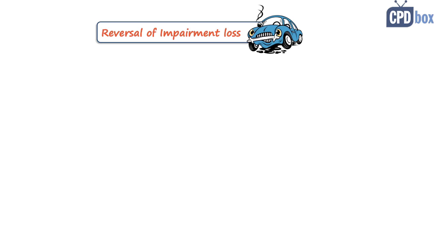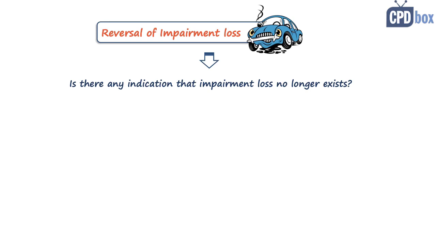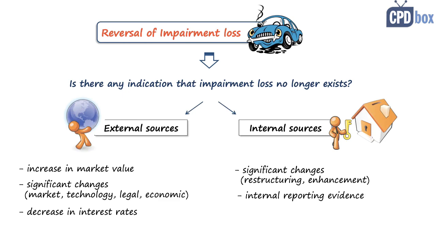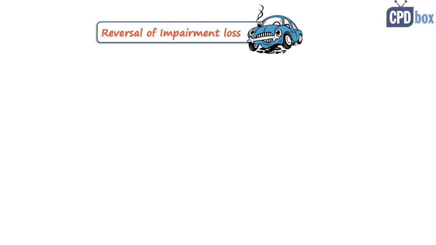When you recognize an impairment loss in a previous period, you still need to assess whether there is some indication that the loss no longer exists or is smaller. Again, you have to assess certain indications from internal and external sources, and you can see examples on the screen. If you find such an indication that an asset might no longer be impaired, then it's necessary to estimate the new recoverable amount. Only when there is a change in estimates used to determine the asset's recoverable amount might you reverse the recognized impairment loss.